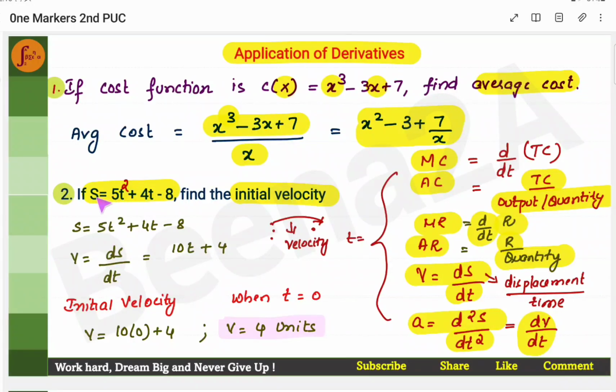So if you differentiate displacement with respect to time, I'll get velocity. So I have to differentiate this function. I will get 10t plus 4. Now initial velocity means initially, before the movement started. You're not moving, you've just started. So at that time when you've started, time is 0 seconds. You assume that the start time is always 0 seconds. So when t is equal to 0, substitute t as 0 here, you'll get velocity as 4 units.